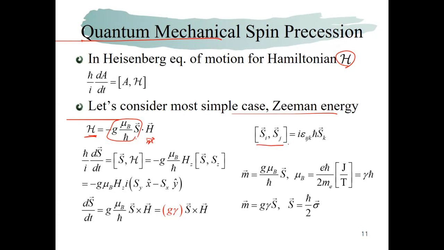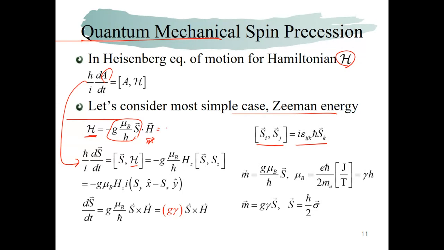And we know the commutation relation of the spin operator. From this Heisenberg equation of motion, we can replace A by the spin S. On the right-hand side is the commutator of the spin S with the Hamiltonian H. And the Hamiltonian H is here.